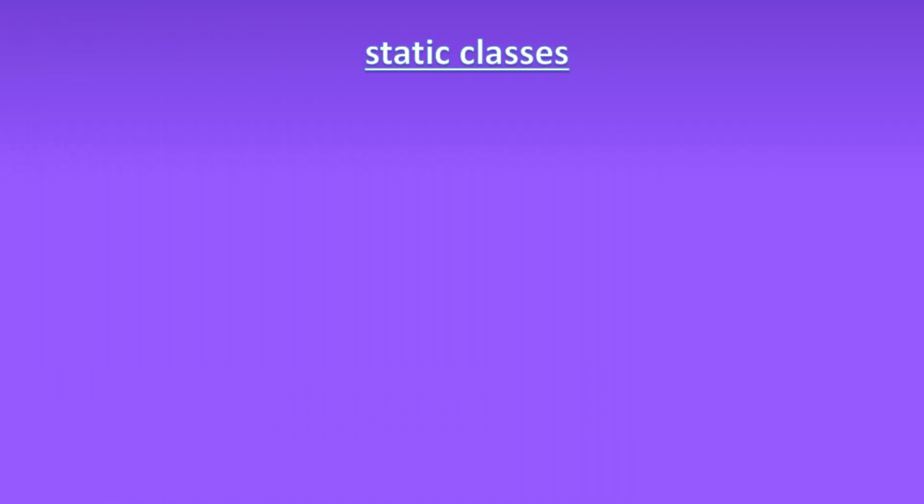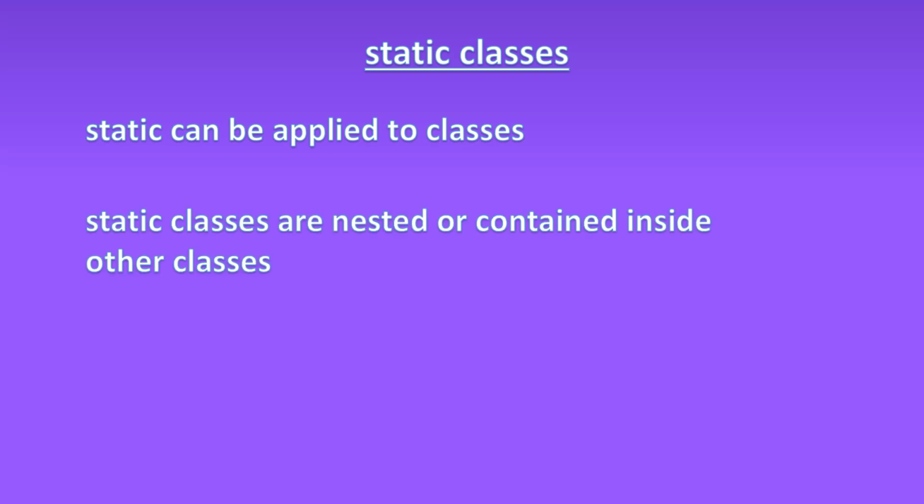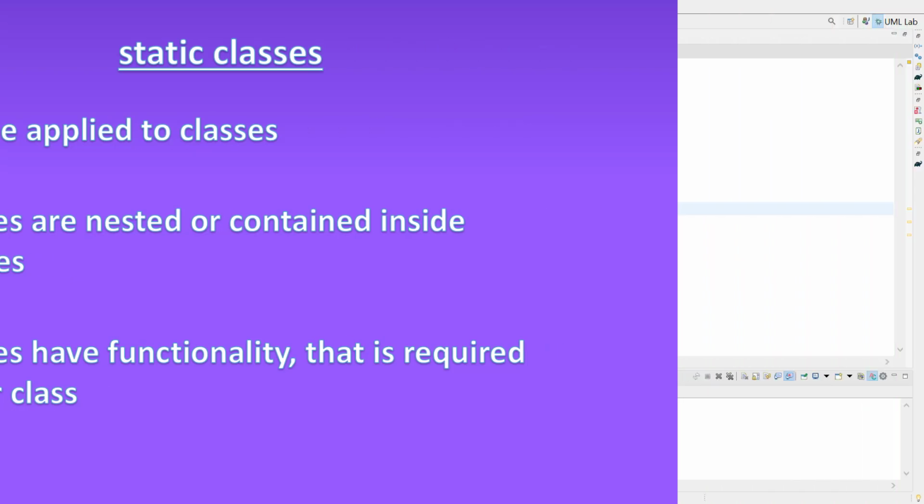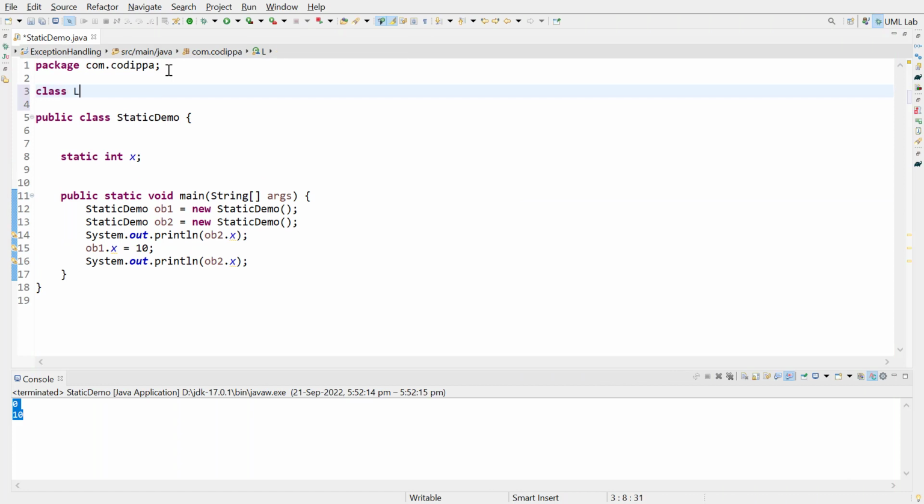Static keyword can also be applied to classes. When applied at class level, it means that the class must be nested inside another class. This is usually required when a class contains some functionality that is required only for its outer class and has no significance without it. Suppose you have a class LinkedList.